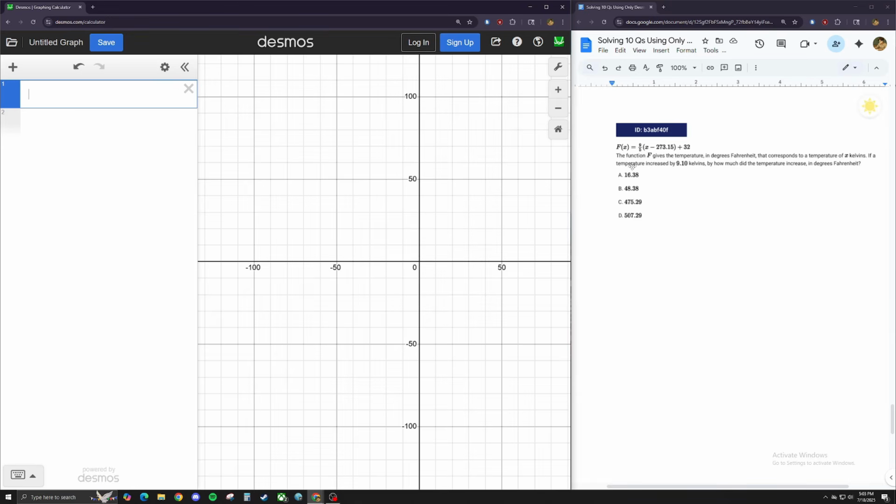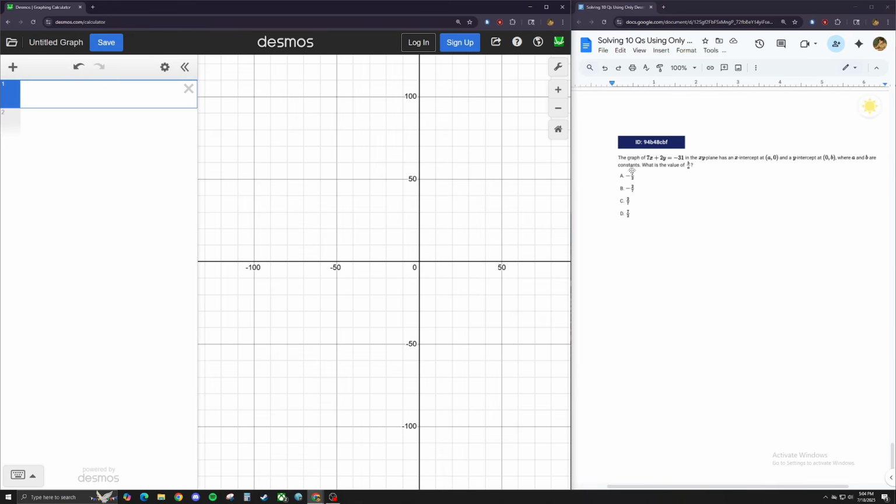So we're given a function here. If there's an increase of 9.1, how much did it increase by? Okay, so we could say f of x is equal to 9 over 5 times (x minus 273.15) plus 32. And so you can say, how much does it increase by 9.1? So we say, okay, f of 9.1 minus f of 0. So now you only went up by 9.1. What does that give you? Well, it gives you 16.38, which is A.